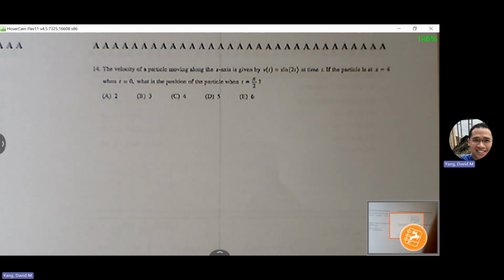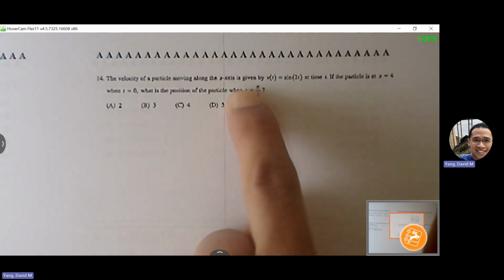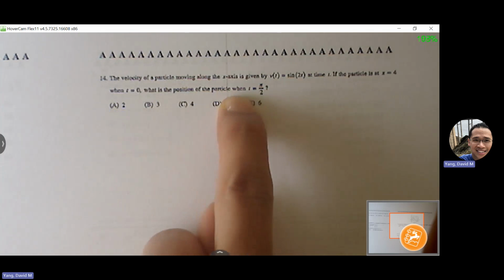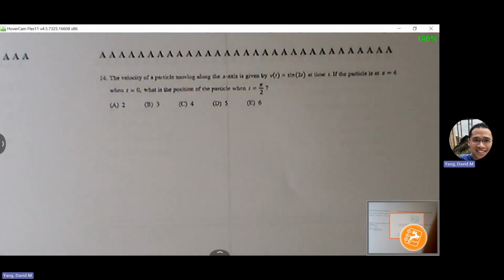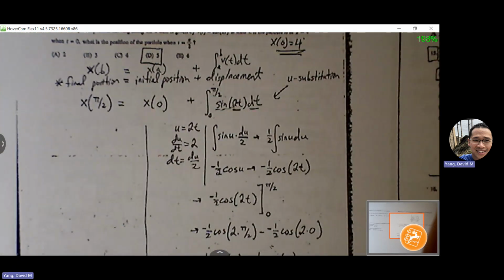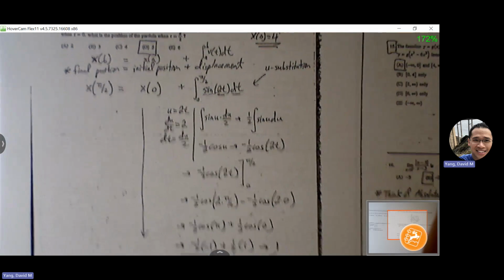Okay, next up, page 21, number 14. Reads, the velocity of a particle moving along the x-axis is given by v of t. If the particle is at x equals 4 when t equals 0, what's the position of the particle when t equals pi over 2? So this is final position equals initial plus displacement. The only distinction here is we have to work this out by hand, and there is unit circle involvement here after we get everything lined up and the derivative found.